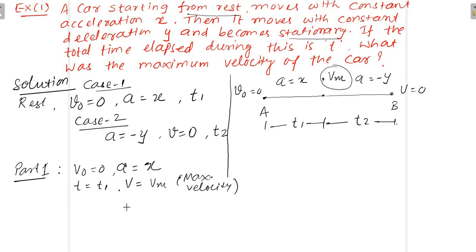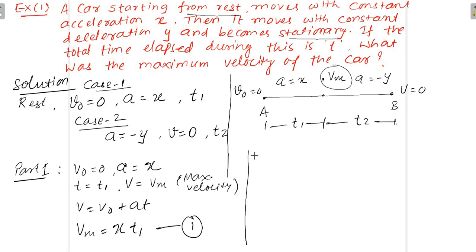We know the formula governing all this. What is that? v is equal to v0 plus at. If we substitute, we get v is equal to Vm, v0 is 0 and a is x and this is t1, right? So this is the first relation which I am getting. You can say equation number 1. On this side, I'll go for part 2 of this problem.